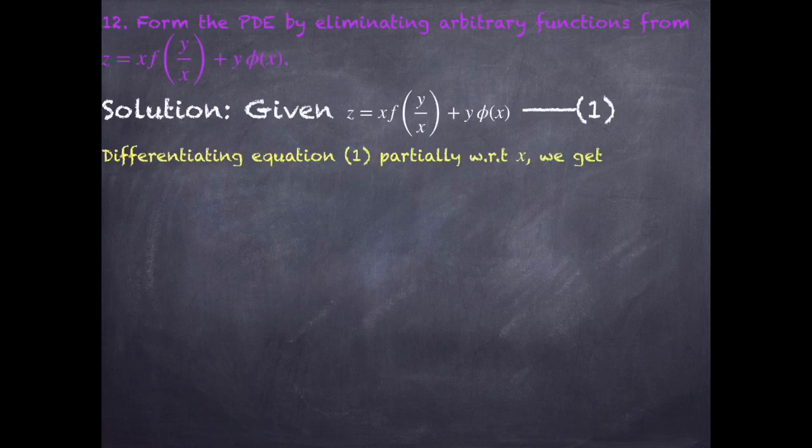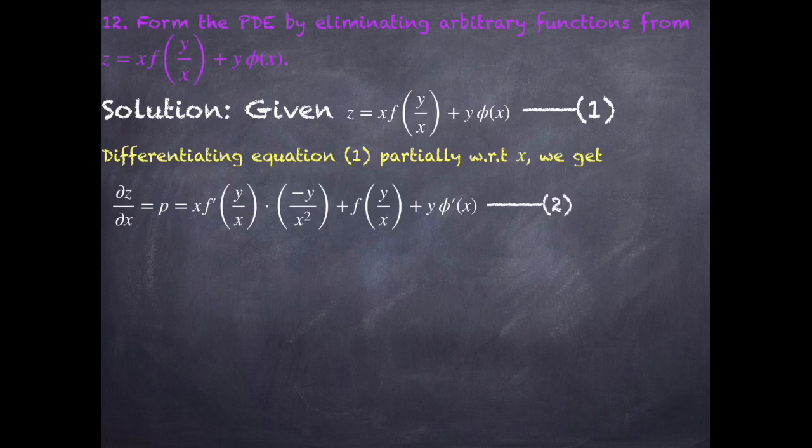Differentiating partially with respect to x, we will get dou z by dou x, that is p, is x into, apply the product rule. Okay, first function x as it is, differentiation of f is f dash, y is a constant, differentiation of 1 by x is minus 1 by x square, plus second function f of y by x as it is, into differentiation of x is 1, y is a constant, phi becomes phi dash.